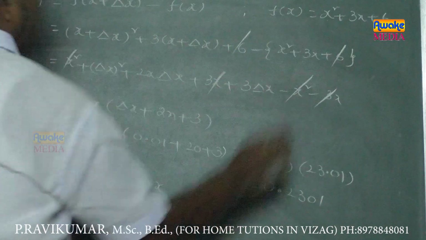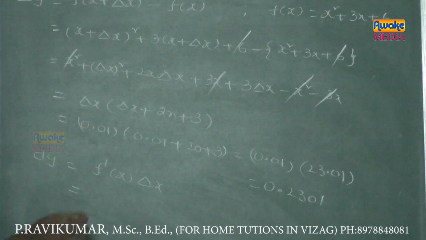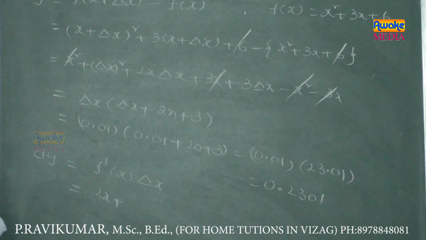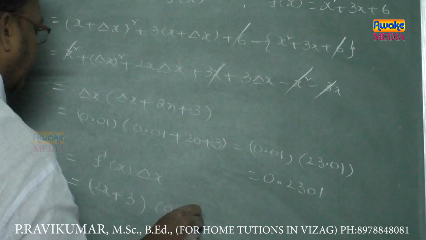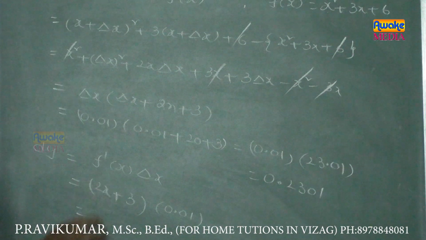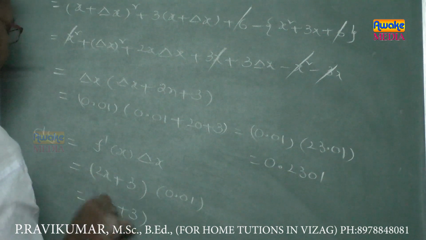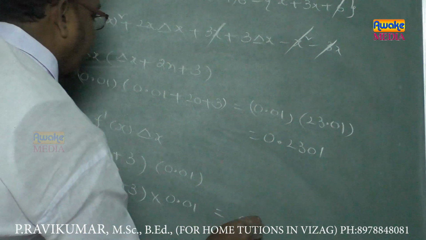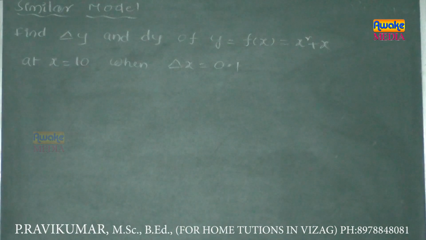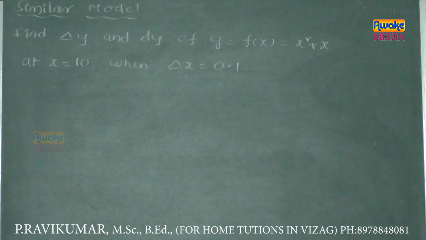dy formula: f dash x into delta x. The function f of x is this one. Derivative of f of x, f dash x, that is 2x plus 3, 3x derivative 3, 6 derivative 0, into delta x 0.01. Substitute x equals 10 here, 2 into 10 is 20, plus 3, into 0.01. 23 into 0.01 is 0.23. Similar model: find delta y and dy of y equals f of x equals x square plus x at x equals 10 when delta x equals 0.1.